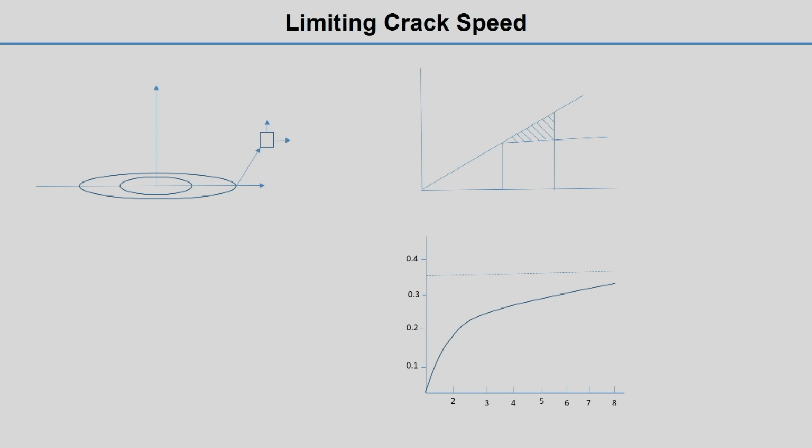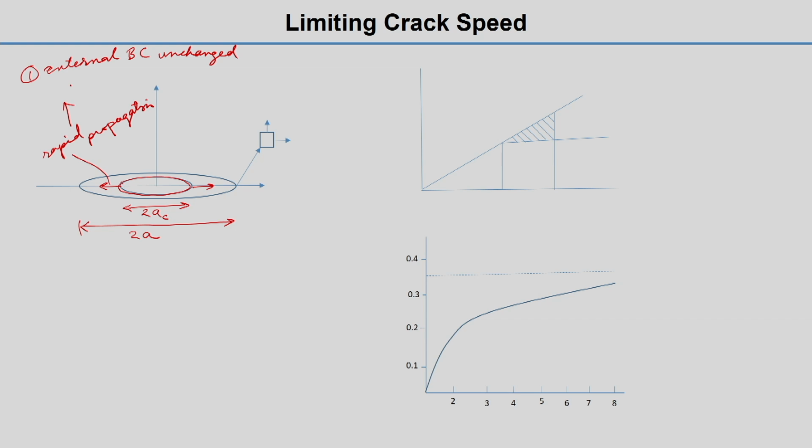As you have already discussed, the crack speed is limited, and if we assume a crack with, let's say, 2a crack length, and then this crack propagated to a length 2A, and as we know, this will be a repeated propagation of the crack. So we can make some assumptions. One assumption is that the external boundary conditions, I will write BC for boundary conditions, are unchanged during this process because it's a very rapid process.